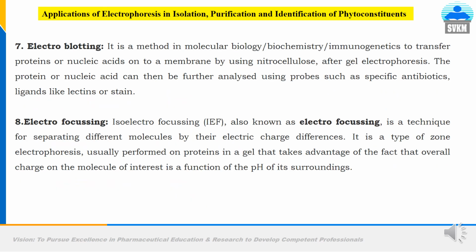Electroblotting, which is the seventh type of electrophoresis technique, is a method in molecular biology and biochemistry, mainly employed in immunogenetics to transfer proteins or nucleic acids onto a membrane, using nitrocellulose. Again here, instead of using gel or paper or any viscous medium, we can use a nitrocellulose membrane. So after gel electrophoresis, we can simply use a nitrocellulose membrane. These are inert compounds, and they facilitate very nice separation of such types of biological molecules or biomarkers.